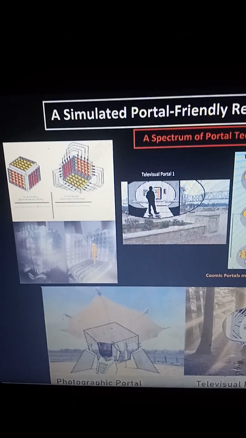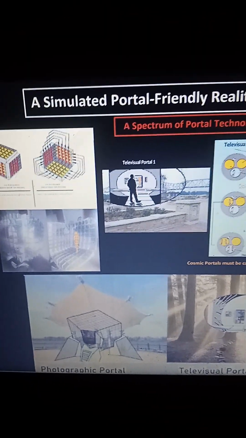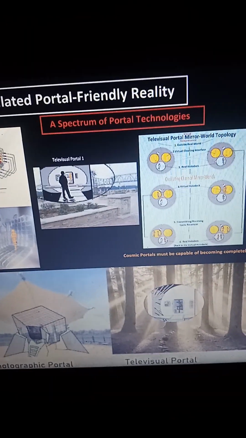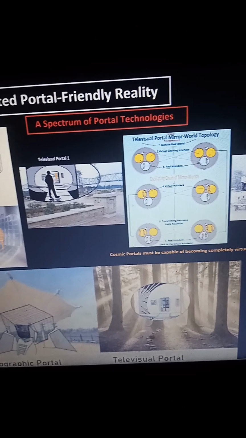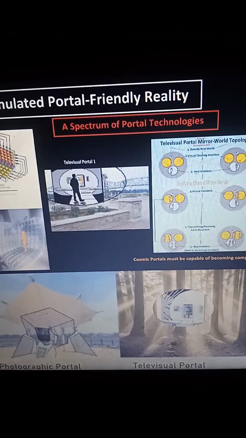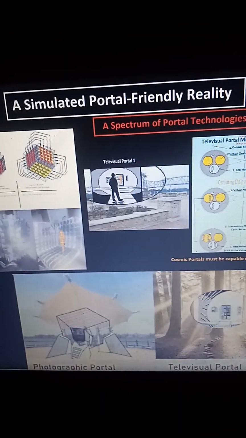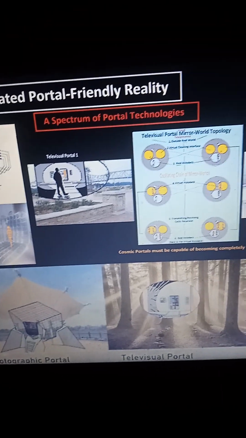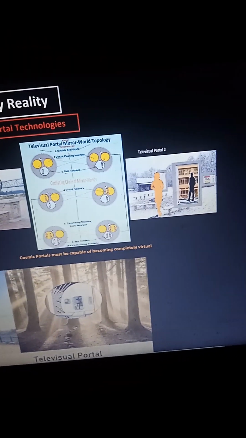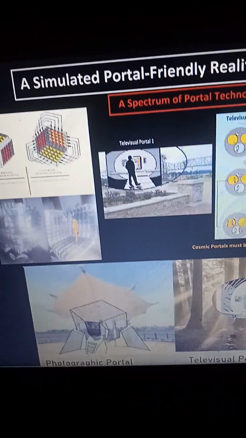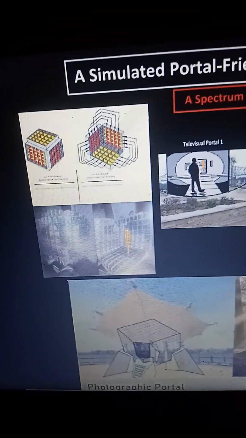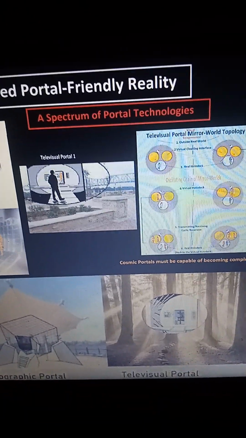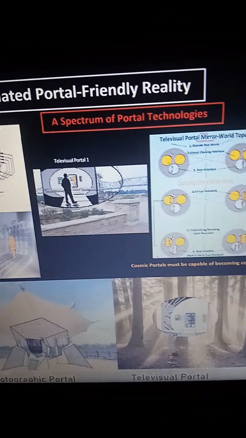This is basically my argument for a simulated portal-friendly reality. Portal-friendly, I know that sounds sort of whatever, but this is my basic argument for a simulated reality. It's portal-friendly. This is a graphic I have here. The subtitle to this is A Spectrum of Portal Technologies.